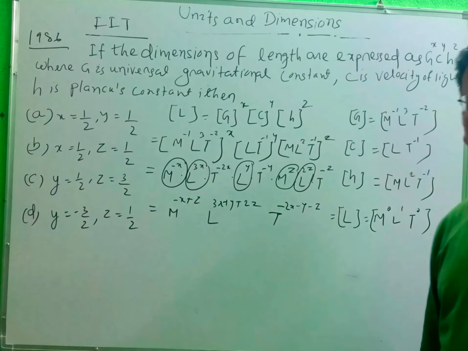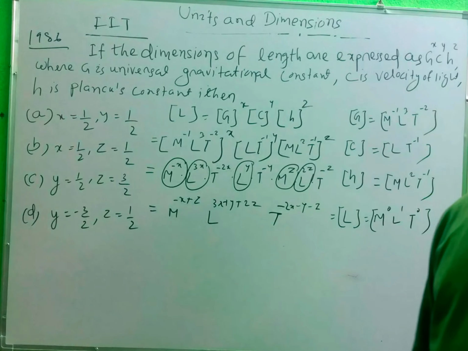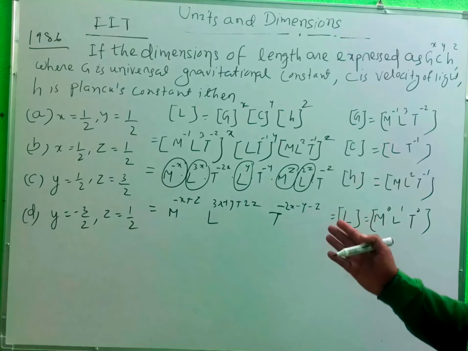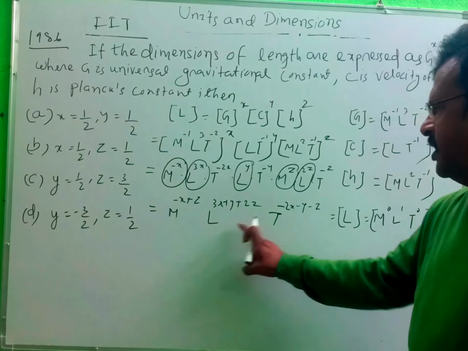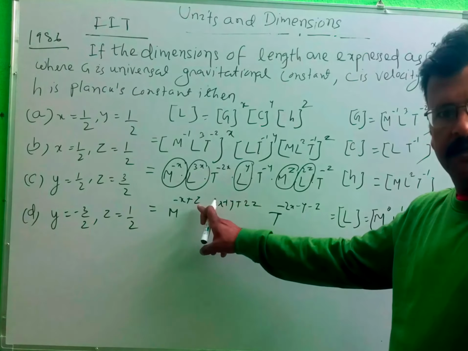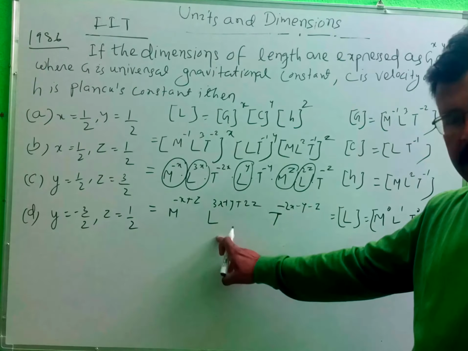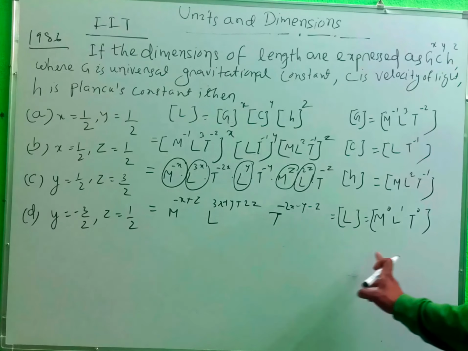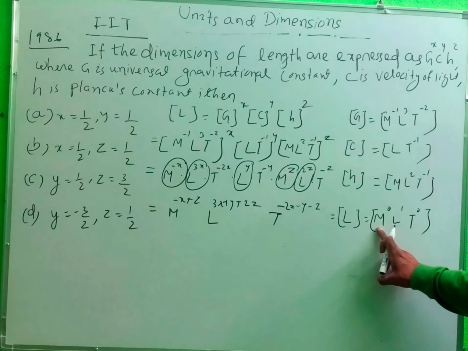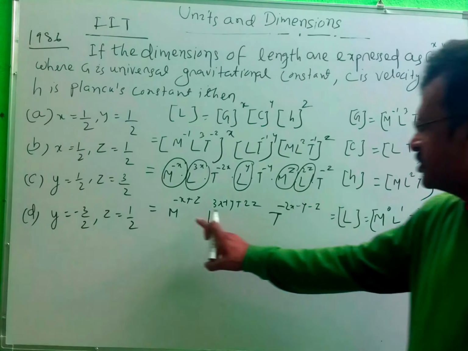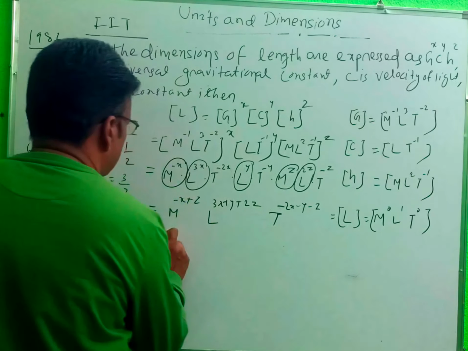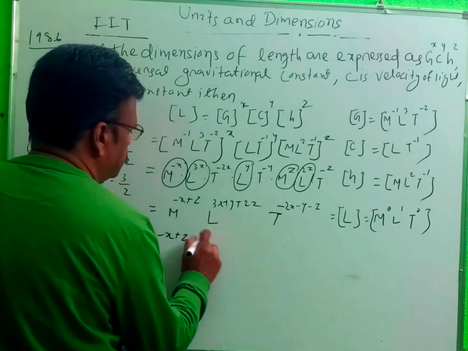Then, from the principle of homogeneity of the dimensions, we know the dimensions or exponents of the three physical quantities, mass, length and time, will have the same exponent on the left hand side of an equation as on the right hand side of the equation. Okay, student? Then what is the exponent of mass here? It is 0. What is the exponent of mass here? That is minus x plus z. So minus x plus z is equal to 0.